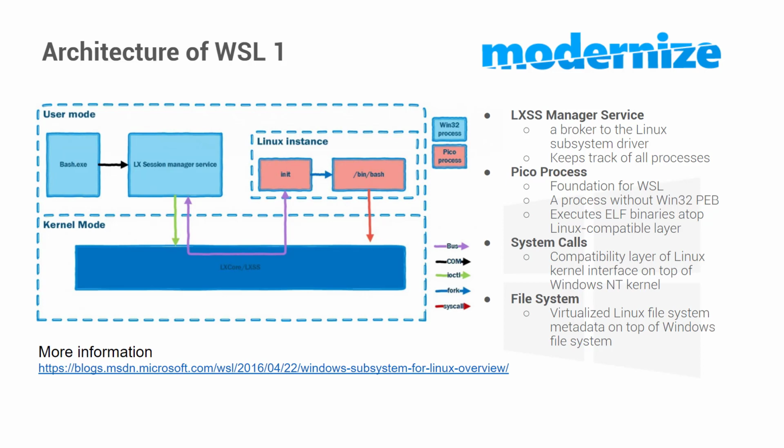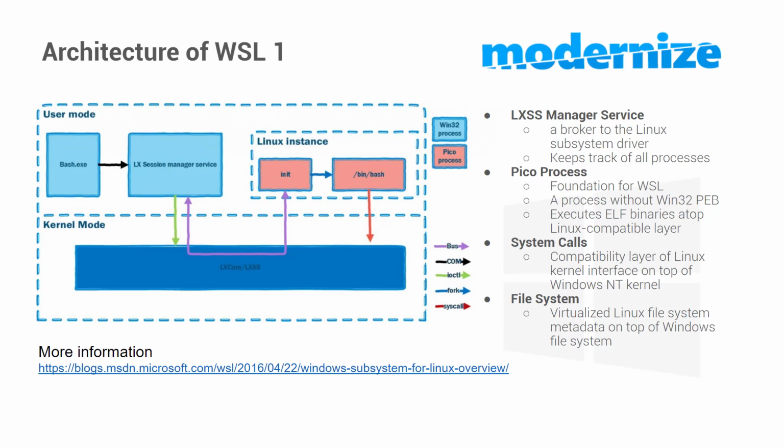emulation layer. It runs emulation over the Windows NT kernel and Windows file system. It uses this special driver to broker the information back and forth between the Windows system and the Linux subsystem. Then it's what's called a Pico process, which is a process without the Win32 PEB, so it doesn't have all the additional overhead of Win32, and then the ELF binaries execute atop there inside the Linux compatibility layer. All the system calls are mapped into Windows NT.